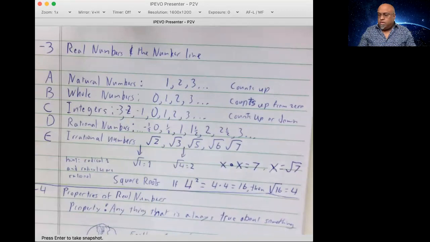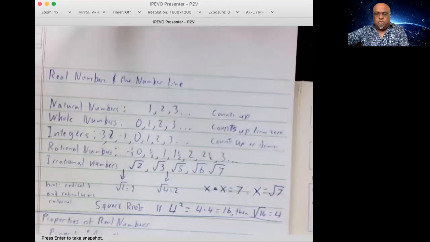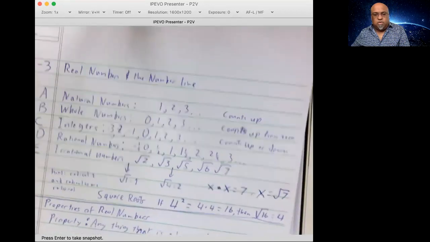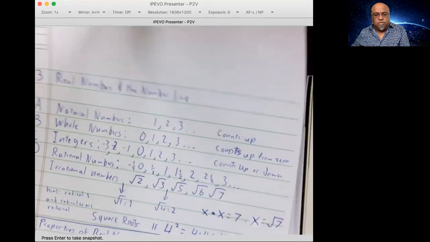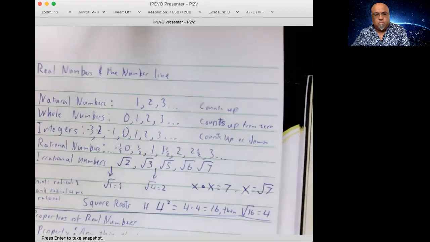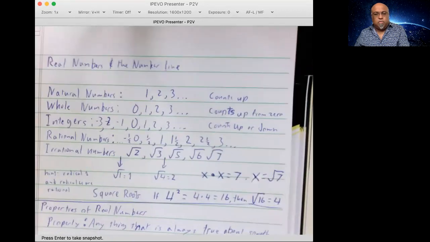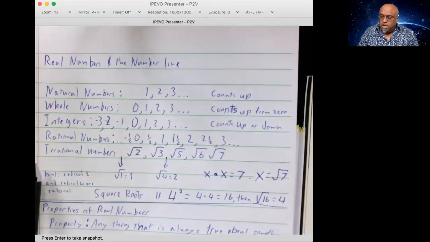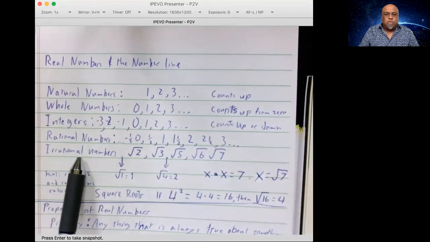Now, let's just go down to, let's see, I'll actually go like that. I didn't want to start the next lesson until I finished this one. But I wanted to talk a little bit more about radicals. So the next category, E, is irrational numbers.